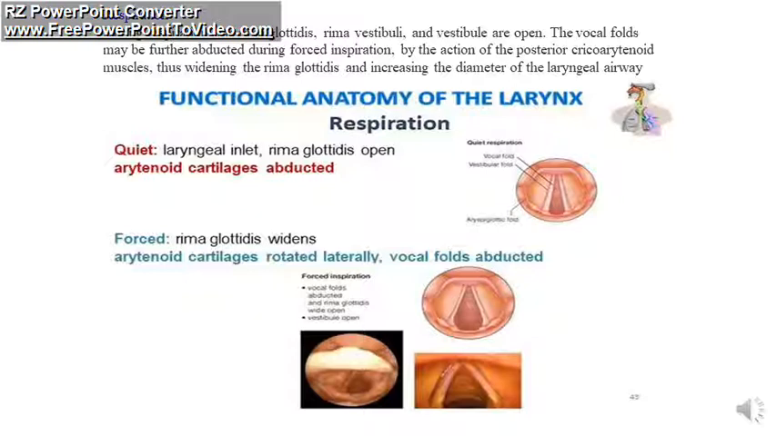During respiration, the rima glottidis, rima vestibuli and vestibule are open. The vocal cord may be further abducted during forced respiration by action of the posterior cricoarytenoid muscle, thus widening the rima glottidis and increasing the diameter of the laryngeal airway. You see how open this is, the vocal cord.